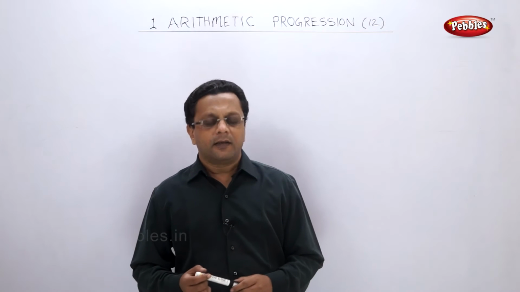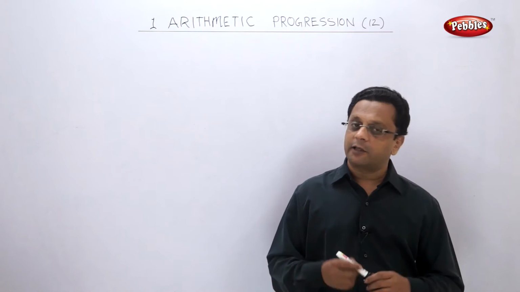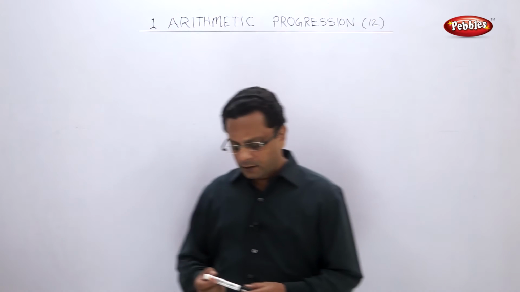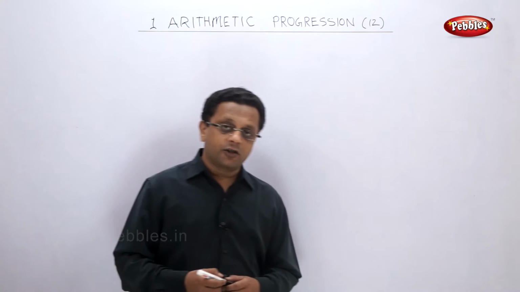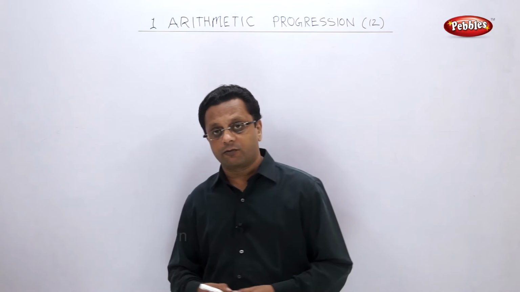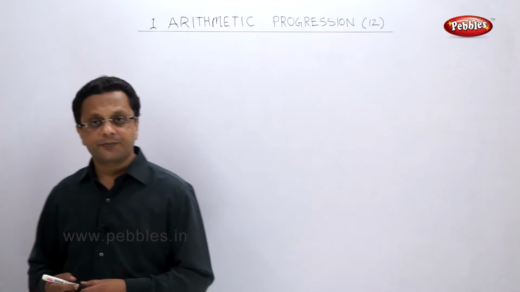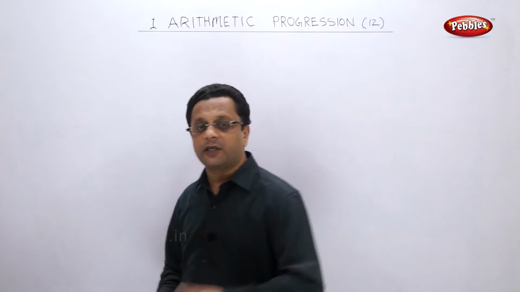Hi friends, let us see now the sum of the first n terms in arithmetic progression. Before that, I'll quickly tell you one interesting story. A German scientist, mathematician, astronomer and physicist was Johann Gauss. One day his teacher asked him to calculate the sum of all the numbers from 1 to 100. Johann Gauss gave the answer in a fraction of a second.